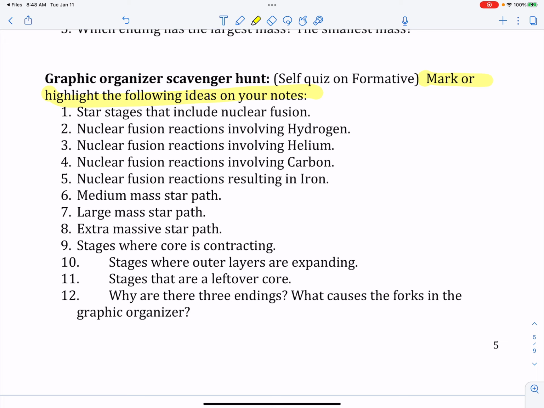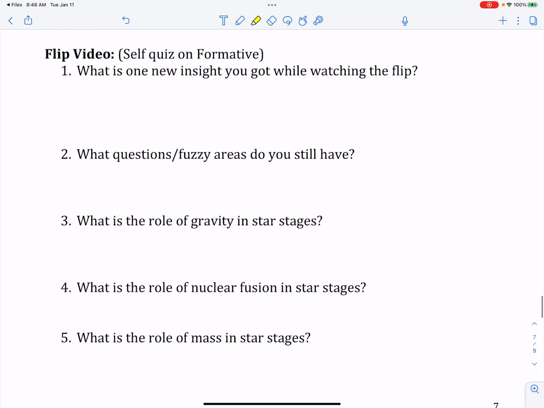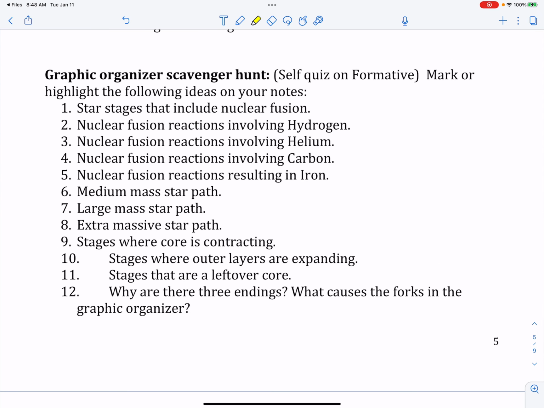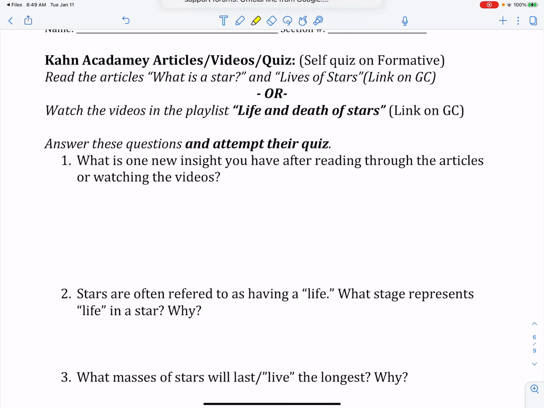If you don't have something in here that you cannot mark, I would then refer you to go to this flip video. The flip video is literally the video we make in case someone misses large group. So if you are missing stuff on that graphic organizer scavenger hunt, I would have you go back to the flip video. The graphic organizer is really a good idea just to double check to make sure your notes are good. I would save this one for last.